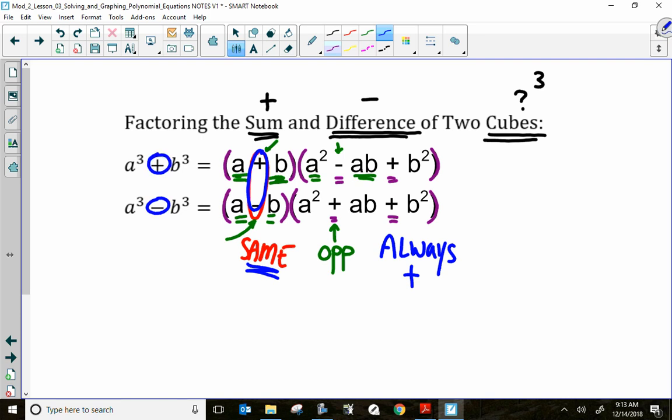The next one we have here, whatever's next, it should always be opposite of what we're given. And this last sign here should always be a plus. Everything else is the same. AB, A squared, whatever. Same, opposite, always plus.